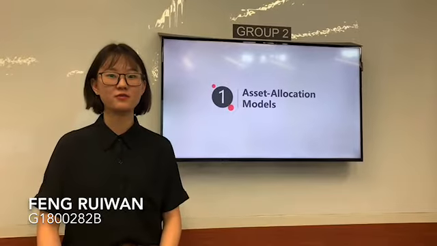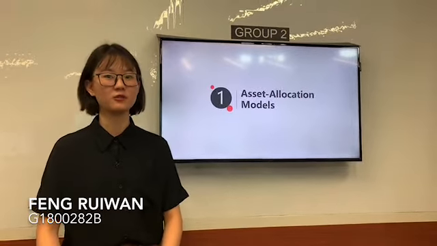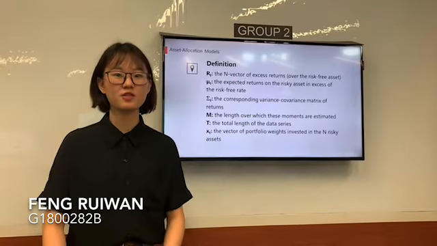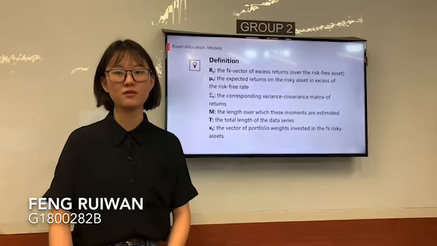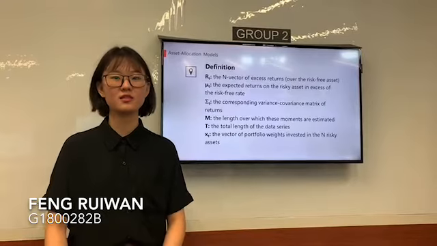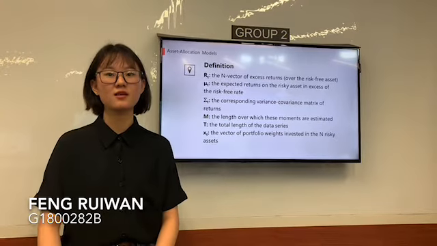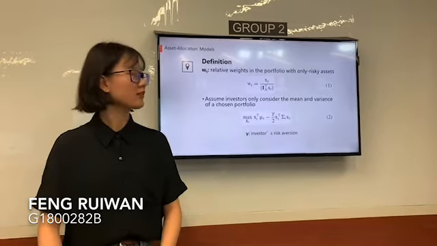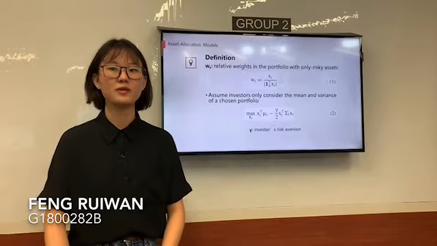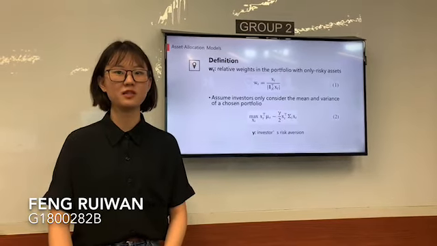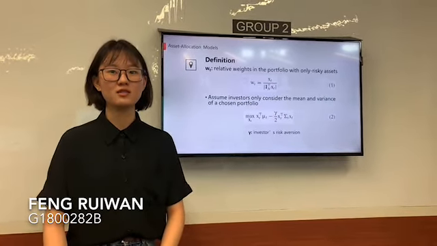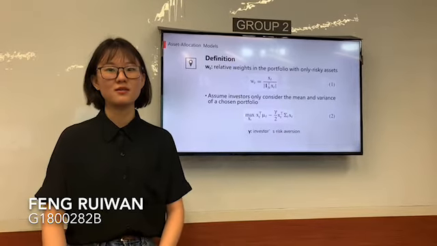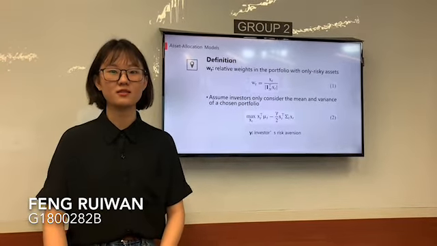So this part is a brief introduction to the different asset allocation models. Here are some definitions: M denotes the length of the window for moments estimation, and T is the total length of the data series. X_t is the portfolio weight in terms of the N risky assets. Accordingly, the relative weight with only risky assets is denoted as W_t, which is equal to X_t divided by the sum of it, and the absolute value guarantees its direction.